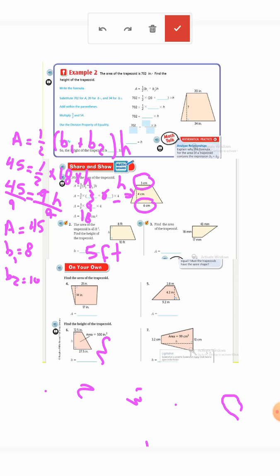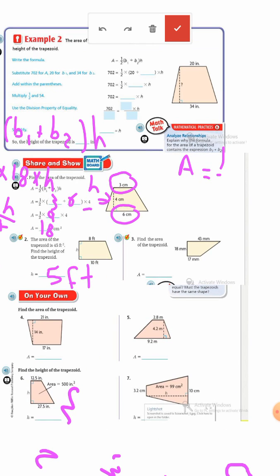Okay, here he asked me about the area. Number 3, find the area of trapezoid. Following the same steps, A equals half B1 plus B2 multiply height. A equals half B1 plus B2. Yes, you can find it mentally. 43 plus 17 equals 60, excellent student.